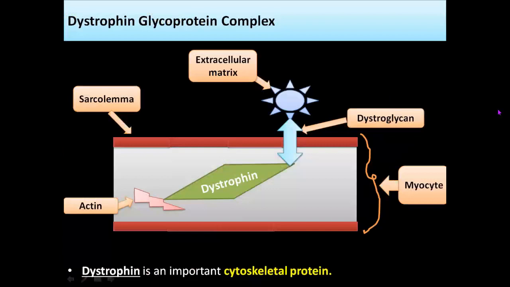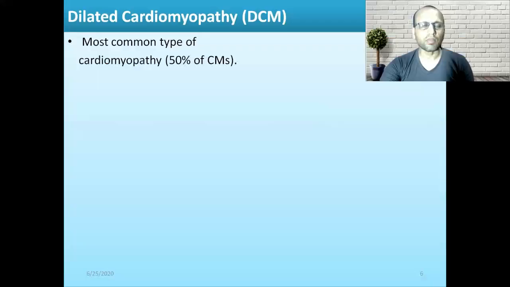Cytoskeletal proteins are necessary for the integrity of a cardiac myocyte. Dystrophin and desmin are the cytoskeletal proteins. Dystrophin is found in the cytoplasm of cardiac myocyte. It binds with actin on one side and with extracellular matrix through the dystroglycan on the other side. So dystrophin is very important for the stability of cardiac myocytes. We have revised our basic knowledge of microanatomy of cardiac myocytes.